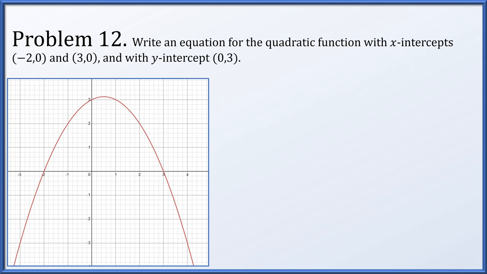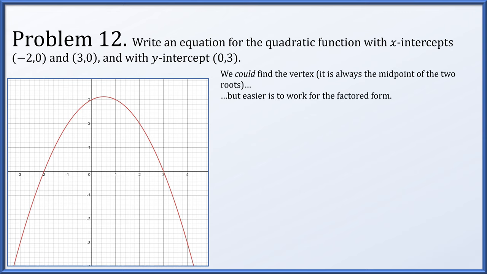Next, we are given a graph again, and we're told some specific intercepts, (negative 2, 0), (3, 0), and the y-intercept is (0, 3). So we have 3 points on this parabola. An interesting bit of algebra: if you know 3 points on a parabola, you can always find its equation. Having intercepts is just a nicer way to do it. Now, in the last problem, we found the vertex, but here it does not appear to be anything terribly nice. We could find it, but it's just not worth it. There's going to be an easier way to get here.